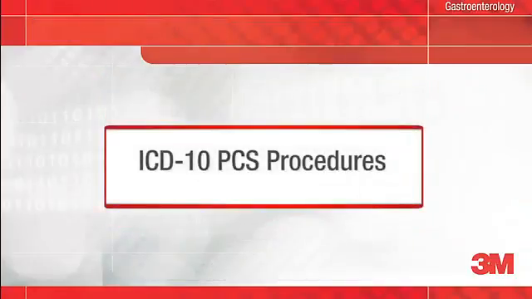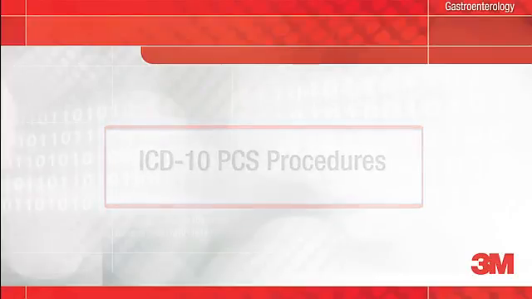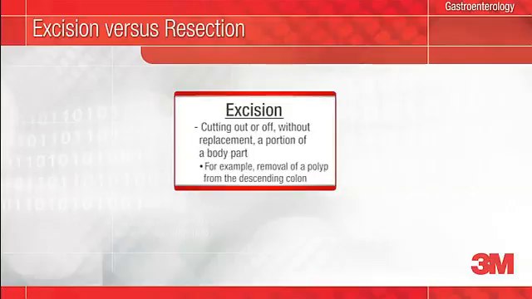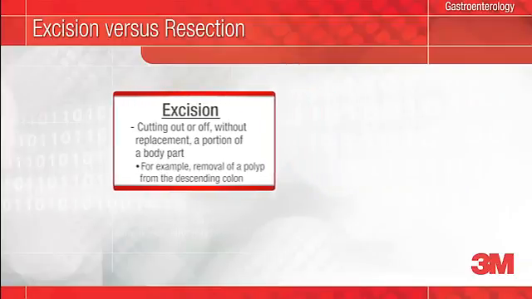We'll take a look at a few procedures that may be performed to give you some exposure to ICD-10 PCS codes and associated documentation requirements. ICD-10 PCS has specific definitions for excision and resection. A code for excision is used when only a portion or part of an organ or body part is taken. For example, removal of a colon polyp from the descending colon or removal of a portion of the transverse colon.